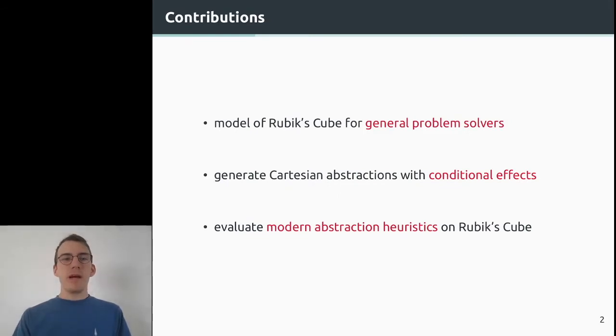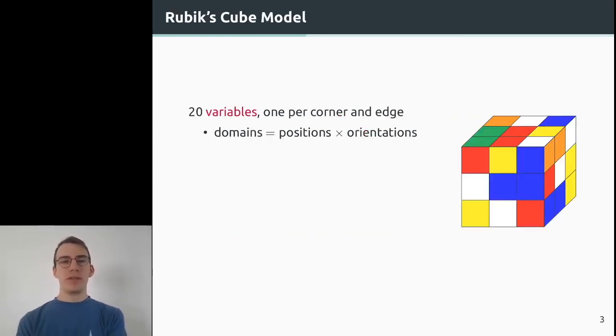In this paper, our contributions are a model of Rubik's Cube that can be used with today's general problem solvers. We also show a way how Cartesian abstractions can be generated in the presence of conditional effects. Last but not least, we evaluate all these abstraction classes on our problem of Rubik's Cube. So let's dive into this model.